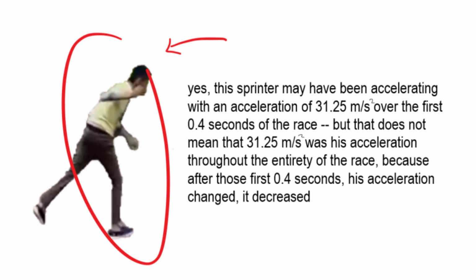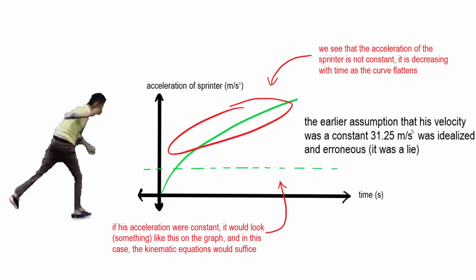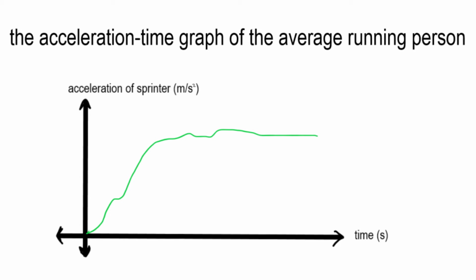Take, for example, the sprinter. We had idealized the situation by saying that the sprinter was constantly accelerating by 31.25 meters per second squared. But that does not happen in real life. Think about it. When you are running, you at first are increasing your speed like crazy, and then your acceleration decreases and eventually flattens out as your speed steadies. And for a situation like that, the acceleration time graph looks more like this.